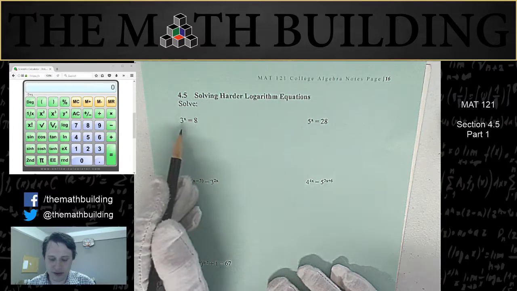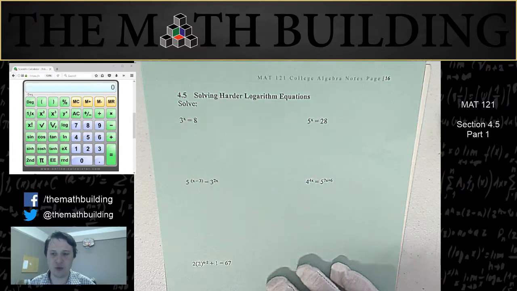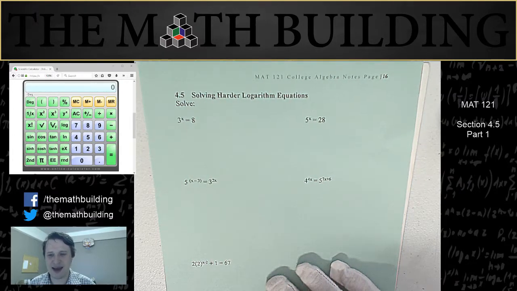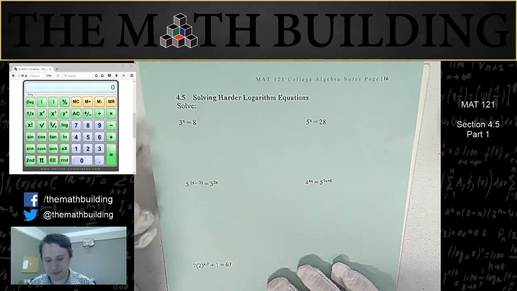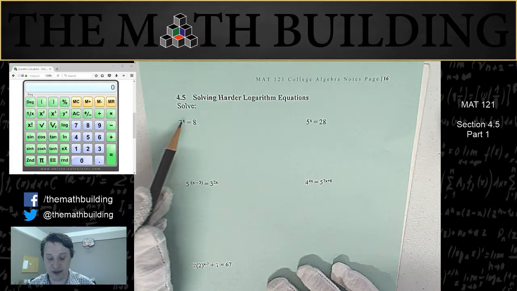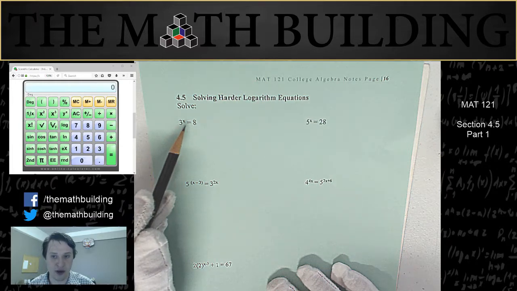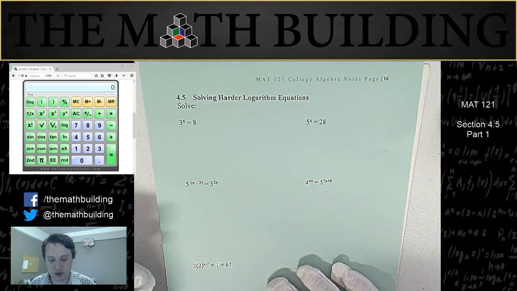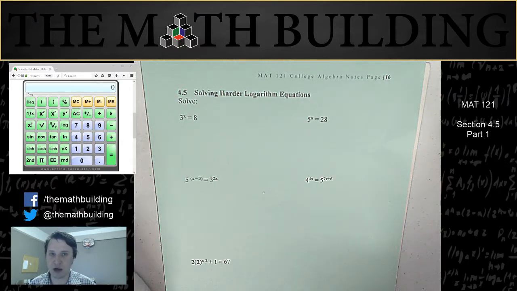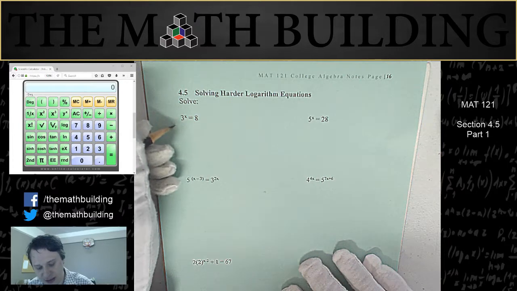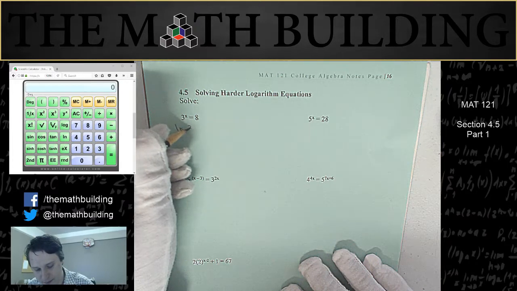Here we go. 3 to the x equals 8. 3 to what power equals 8? Now, I'm going to show you how to do this because it's really clever. To get a variable or an unknown out of the exponent, you take the log of both sides of the equation. Now, because I'm a mathematician, I'm going to use natural logs just because I like them better, but you can use logs or natural logs and it doesn't matter. So I'm going to take the natural log of both sides.